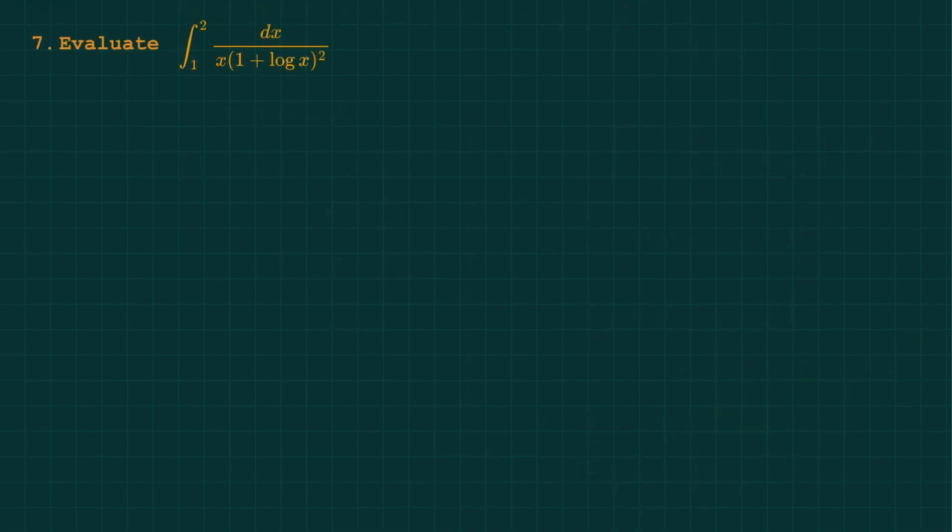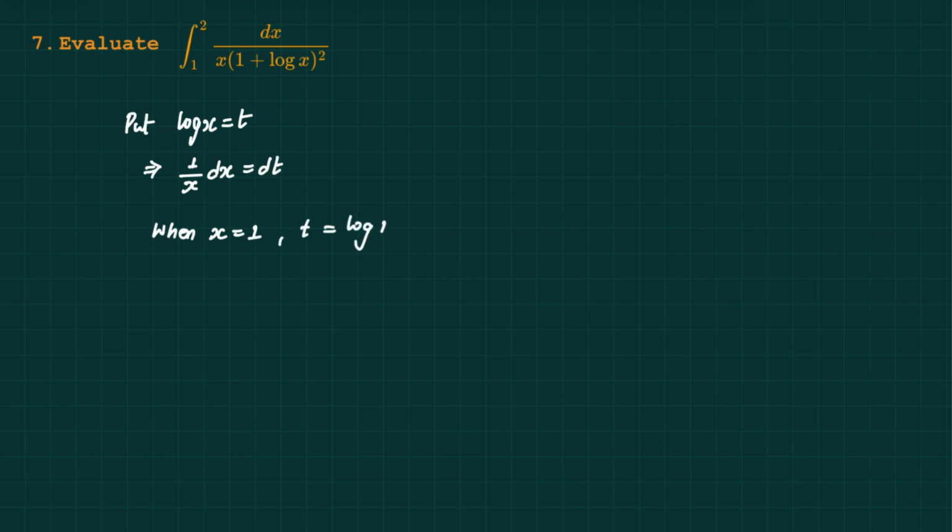Question 7. Evaluate the integration from 1 to 2 of dx over x into (1 plus log x) whole square. Here the derivative of log x is 1 by x, so we will substitute log x equal to t, and differentiating both sides we will have 1 by x dx equals dt. And changing the limits, when x equals 1, that is the lower limit, then t equals log of 1, which is equal to 0, and when x equals 2, then t equals log of 2.